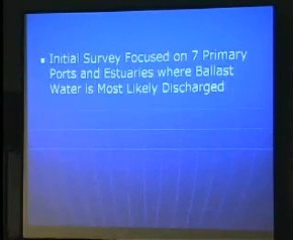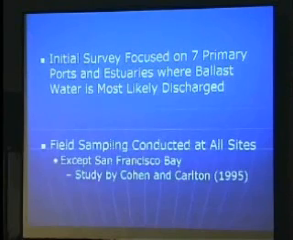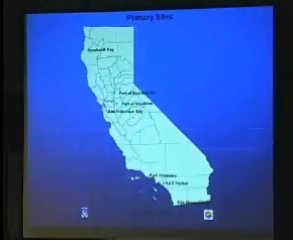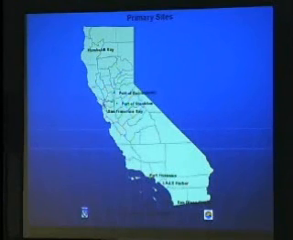The initial NIS sampling program focused on 7 major ports and estuaries where ballast water is most likely discharged. The field sampling was conducted at all sites with the exception of San Francisco Bay, where a baseline had already been established by a 1995 study by Cohen and Carlton. So these are our primary sites, and they included Humboldt Bay, Port of Sacramento, Port of Stockton, and San Francisco Bay, for which we had a previous baseline, Port Hueneme, LA Long Beach Harbor, and San Diego Bay.